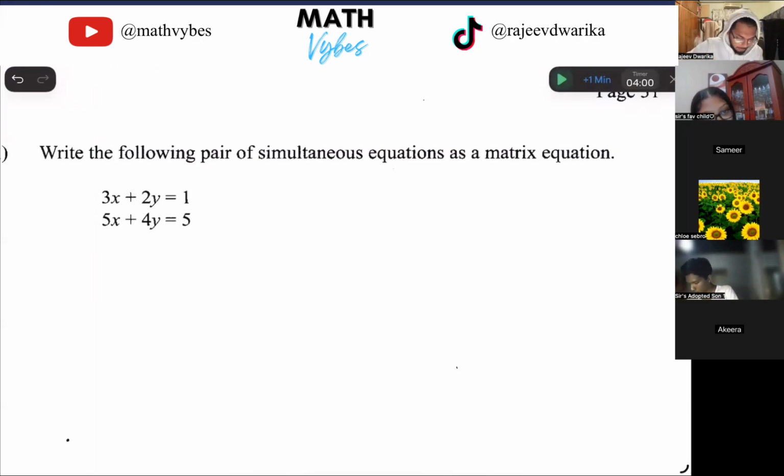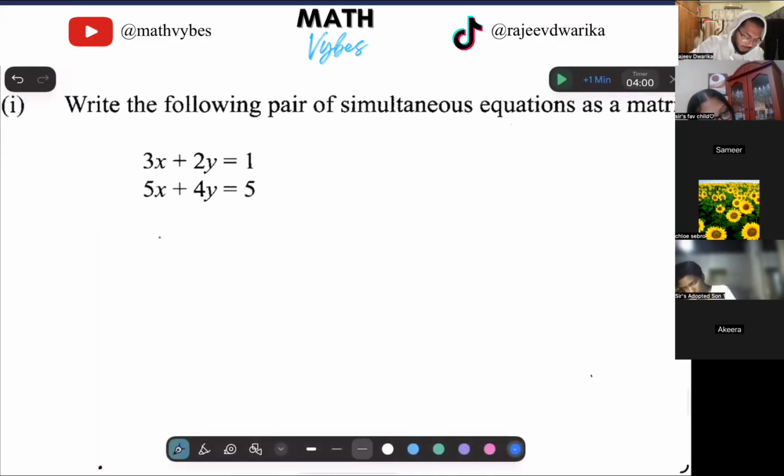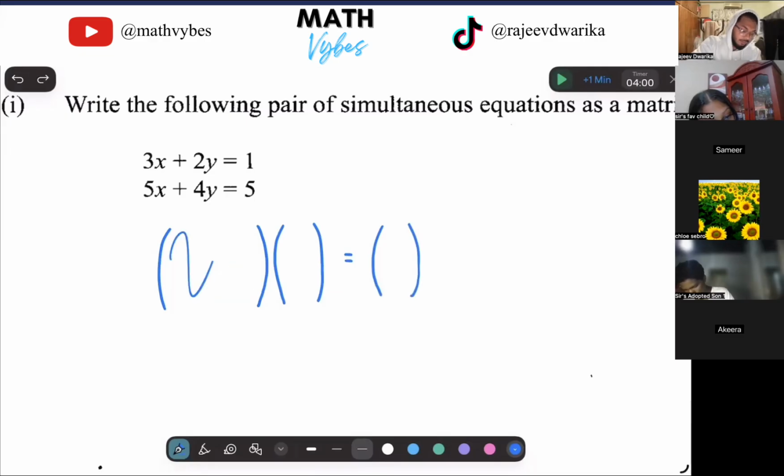Write the following pair of simultaneous equations as a matrix equation. Okay. So Sky, to do this, you need to make a matrix of coefficients, a matrix of variables, and a matrix of constants. So what would go in the matrix of coefficients? So 3, 2, 5, and 4. Yeah, 3, 2, 5, and 4. You with me? Yes, sir.